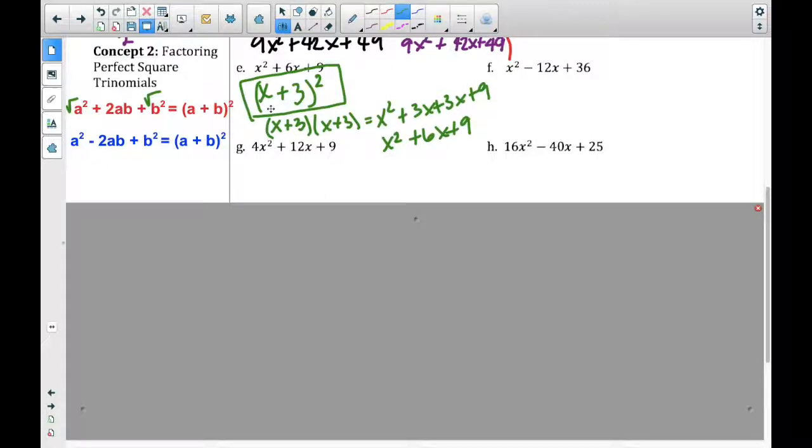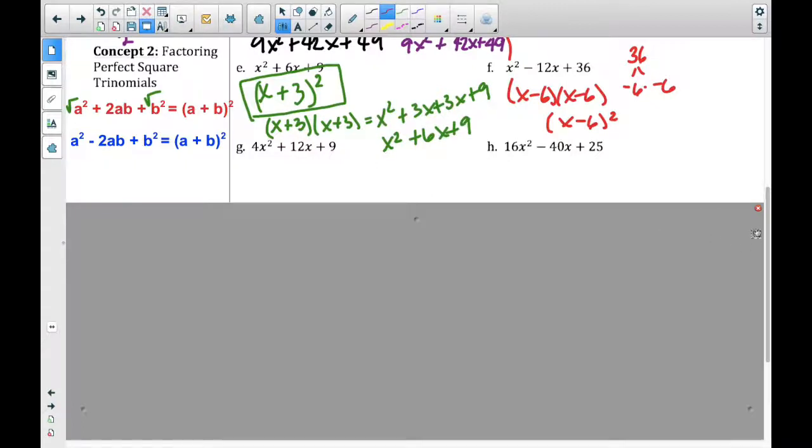Now I've been trying to show you that you don't have to do it that way. You can do it the old-fashioned way. So maybe let's look at example F and see what the old-fashioned way would be. Well, the old-fashioned way on F would be to think of the factors of 36 that add up to negative 12. Well, negative 6 times negative 6 adds up to that. So I could write this as x minus 6, which of course is x minus 6 quantity squared. Same result, just different method.